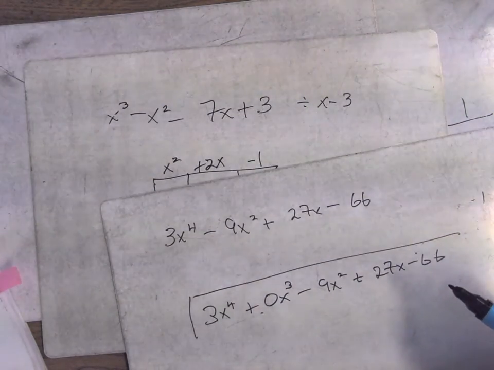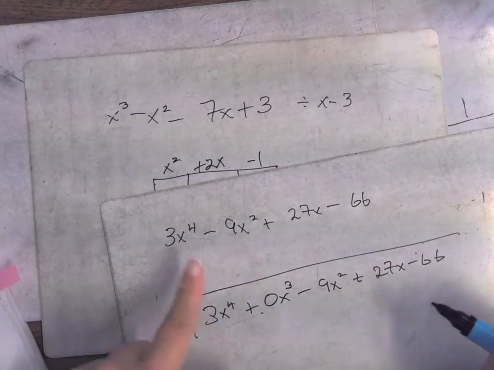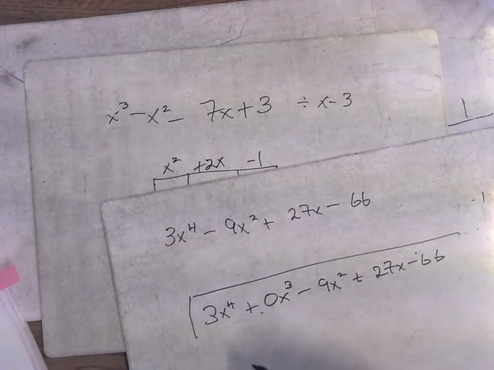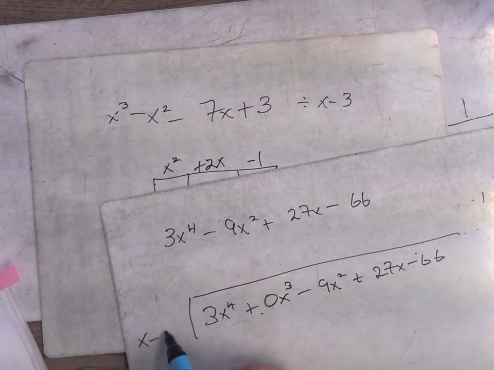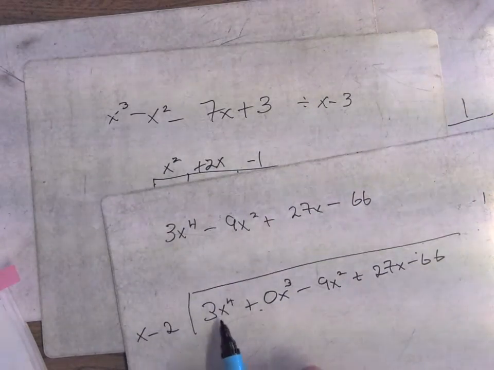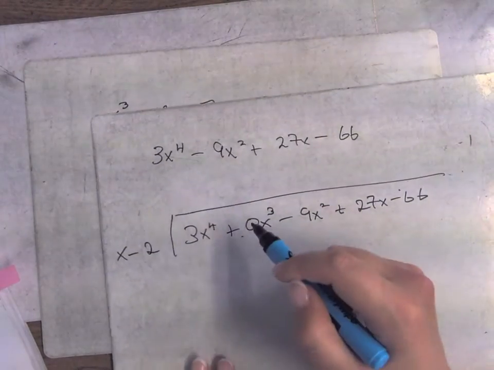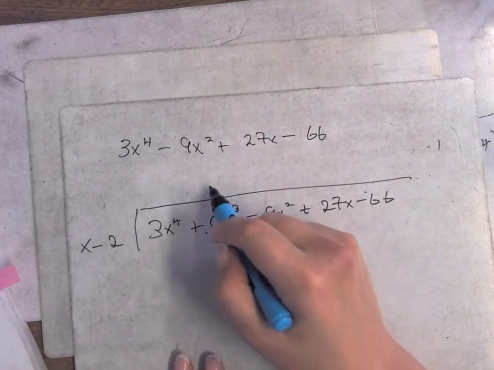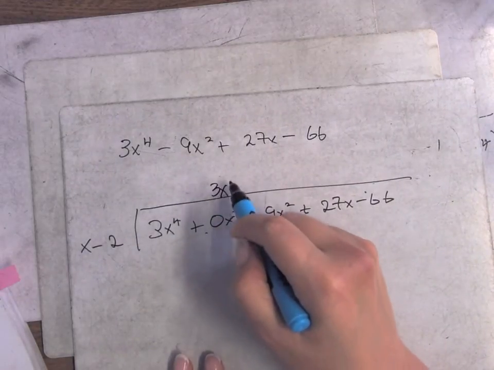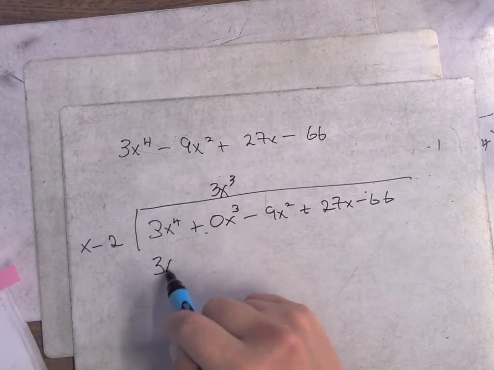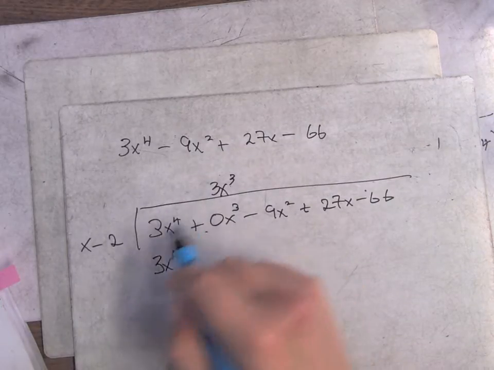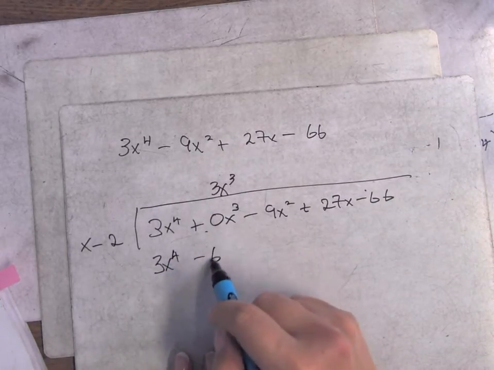I'll do it the other way. If you're doing it the box way, you draw a 4 by 2 box because it's x to the power 4. You want to divide that by x minus 2. So you do first term into the first term. So x into 3x to the power of 4 is 3x cubed. Multiply 3x cubed by x is 3x to the power of 4. And 3x cubed by minus 2 is minus 6x cubed.